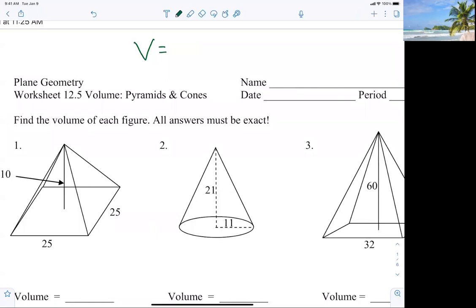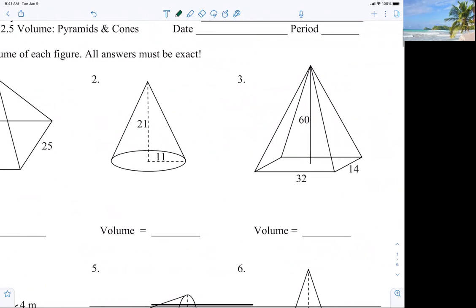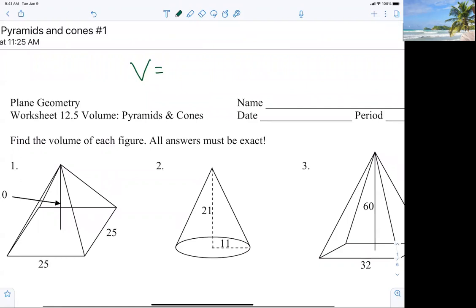Now, if this was a prism, it would just be what? Base times height. But because it's a pyramid, it's not base times height, but I said something earlier if you were paying attention. What's the only difference? Say it. No, it's close. 1/3. Thank you, if you were listening. So I want everybody to put down volume equals 1/3 area of the base times the height.